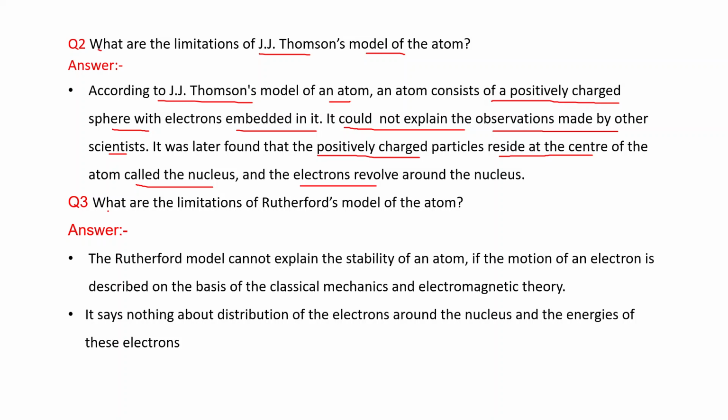Next question is, what are the limitations of Rutherford's model of the atom? The Rutherford model cannot explain the stability of an atom if the motion of an electron is described on the basis of classical mechanics and electromagnetic theory. Second one is, it says nothing about the distribution of electrons around the nucleus and the energies of these electrons. These are the limitations of the Rutherford atomic model.